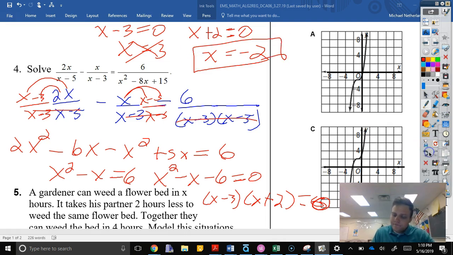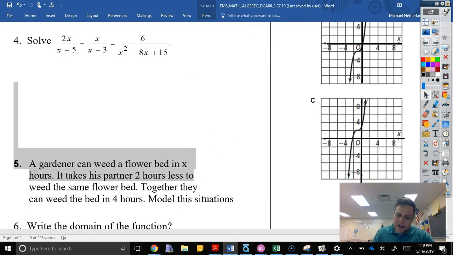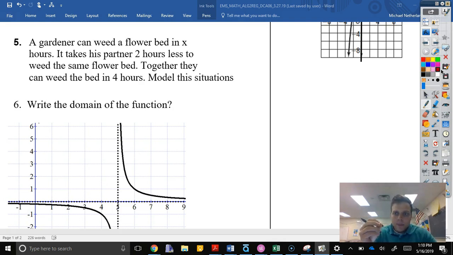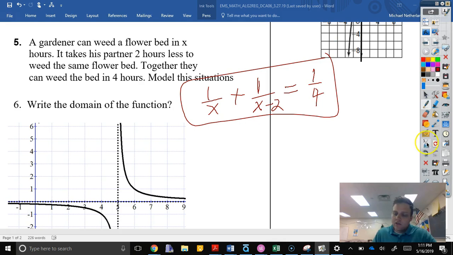Alright, moving on to problem number 5 here. A gardener can weed his flower bed in x hours. It takes his partner 2 hours less to weed the same flower bed. Together they can weed the flower bed in 4 hours. Model the situation. So this is a work rate problem. Okay? So work rate means I do 1 over each one of the times equals 1 over the combined time. So then 1 over x for the first guy, plus his partner can do it in 2 hours less. So that would be 1 over x minus 2 equals 1 over the combined time, which would be 1 over 4. And we're done, because it just wanted us to model the situation.